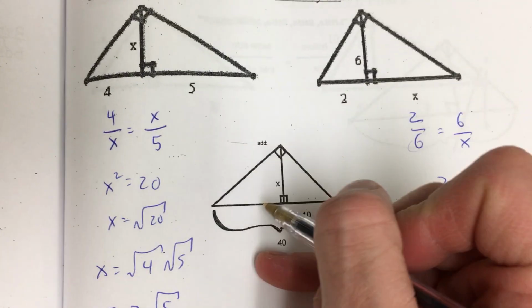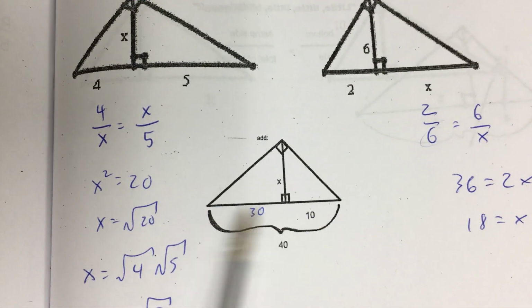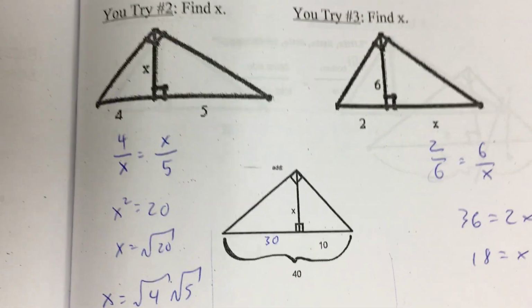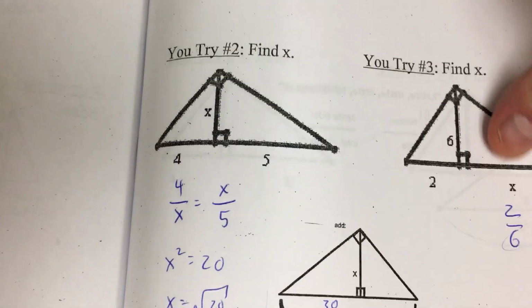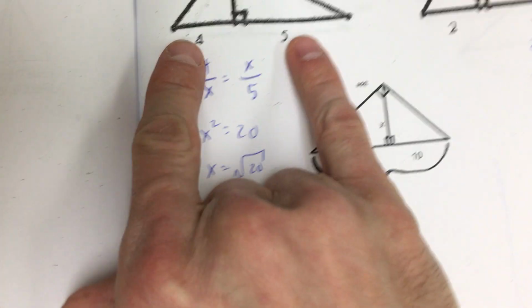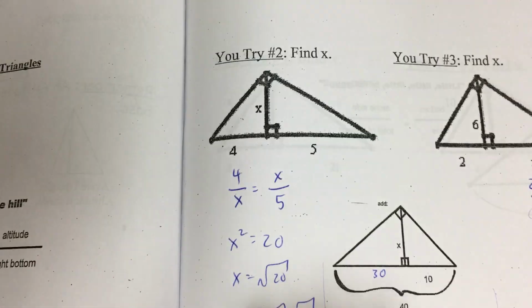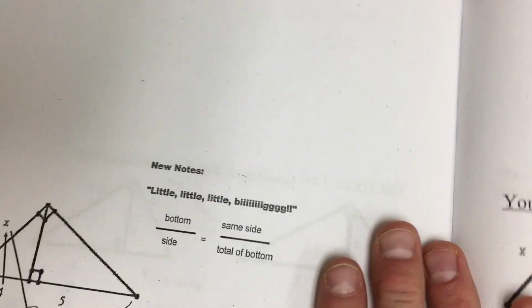Now this one's different. You and I know you got to break it into 30 and 10, right? If this one's 10 and the whole thing is 40, you can write down everything you know and then do the setup. I'm not doing that one right there. I trust in your abilities. Anyway, like I said, there's two possibilities. There's the one where the biggest side is split by an altitude, right? And that's where you do the 4 over x is x over 5 kind of thing. And then there's the other one.